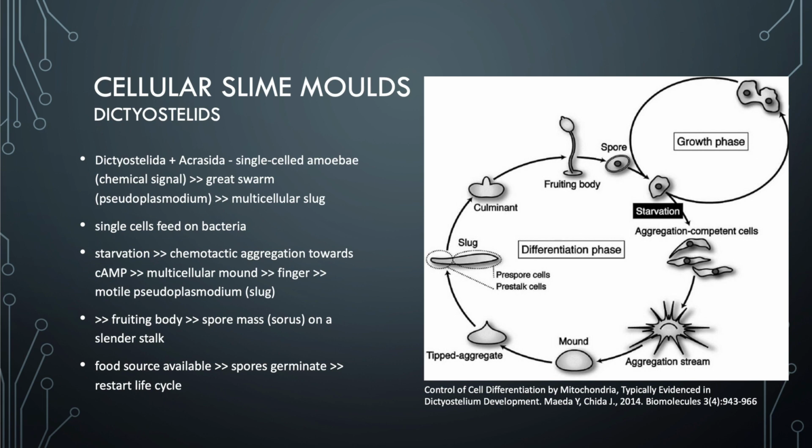So single-celled amoebae produce a chemical signal called cyclic AMP when they are stressed, and this causes an attraction via the process of chemotaxis, which is recognition of a particular chemical signal in the environment. They start to swarm, they come together, and they form this structure called the pseudoplasmodium, or another word for that is a multicellular slug, or just slug.